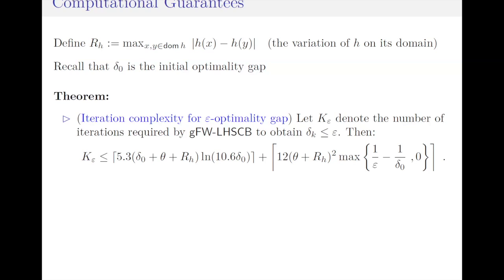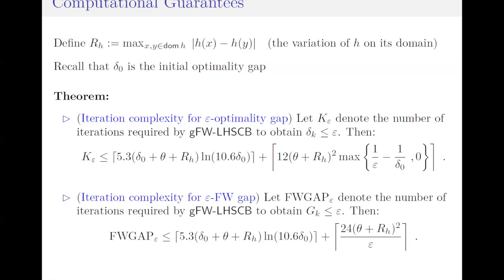If we recall Khachiyan's complexity for the D-optimal design problem, that is n squared over epsilon. So essentially, we have recovered Khachiyan's complexity results, and we have significantly generalized his result to a wide class of problems. Any questions for this one?